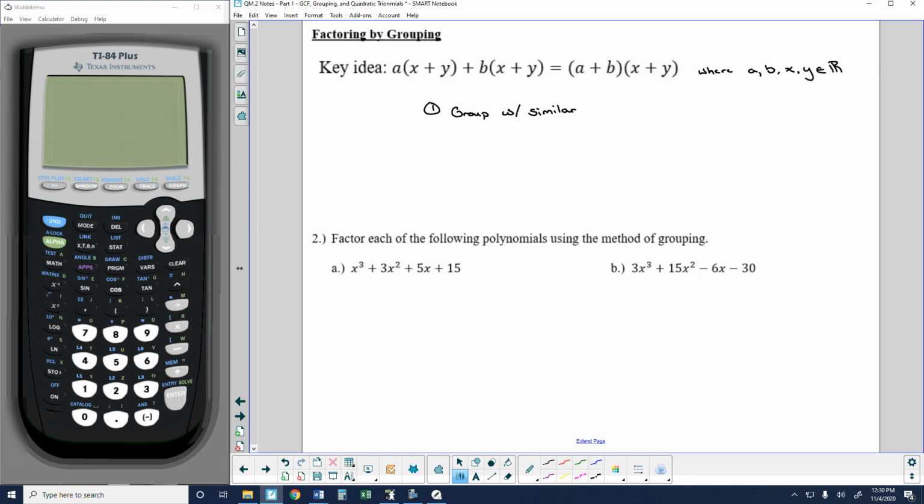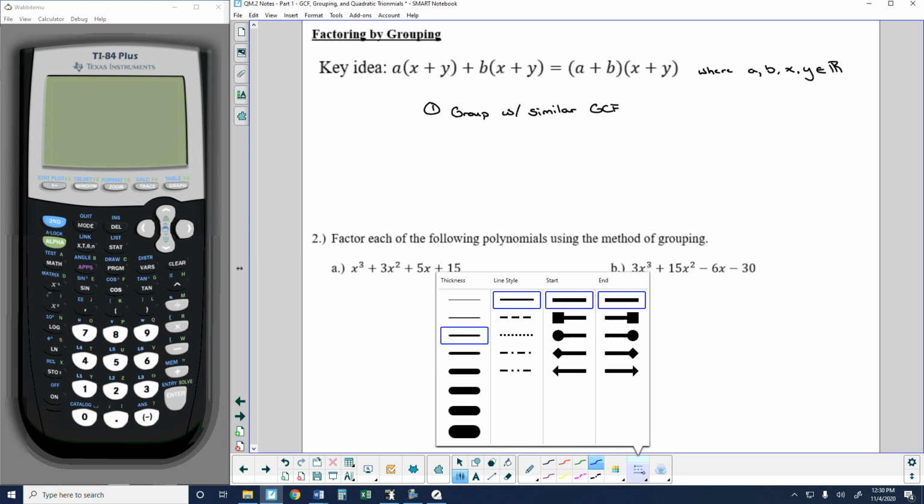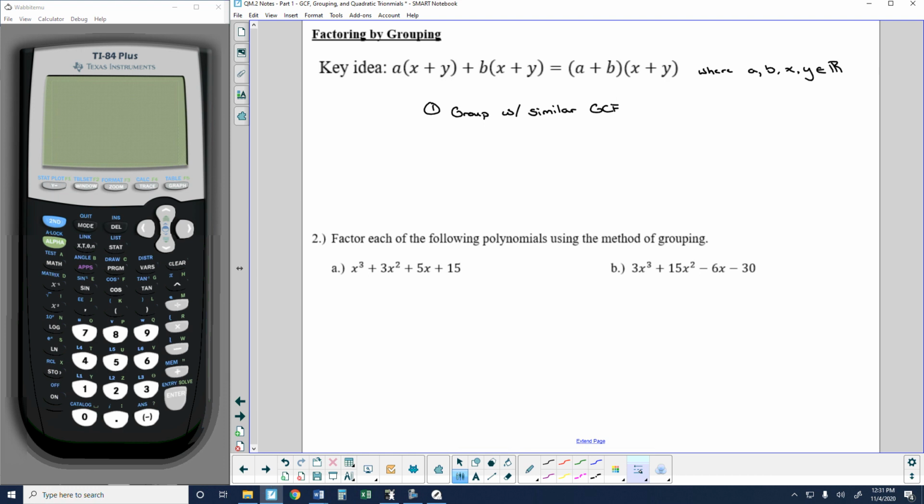So that concept of GCF is going to stay with us here. If I look in 2A, I might see that I have x cubed and 3x squared. They could have a similar GCF. And I have 5x and 15. They could have a similar GCF. So I'm going to initially pair those together.